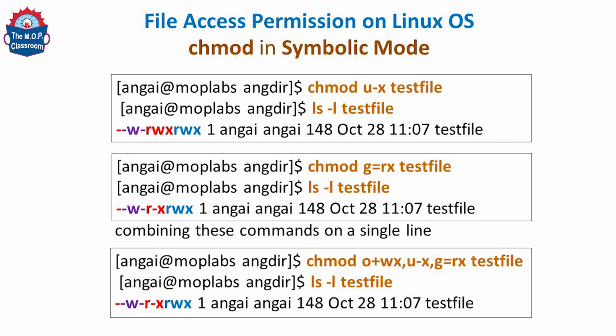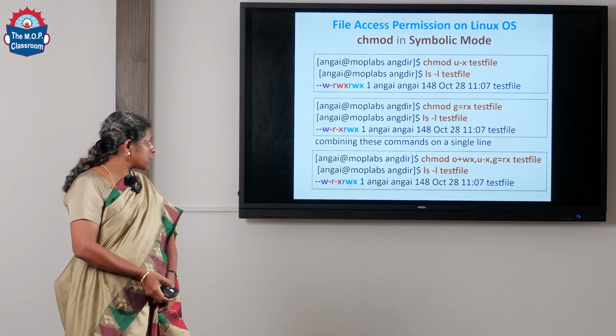The next one: if you want, you can combine all three. It is not a must that we give permission for only a single user. At a time we can give permission for user, group and others, and the order can be changed. An example has been given here: chmod o represents the others. For others I want to add write and execute permission, comma. For the user I want to remove execute permission, so u minus x, and for the group I want to assign read and execute, so I have given g equals rx. Everything has to be applied on the file called test file.